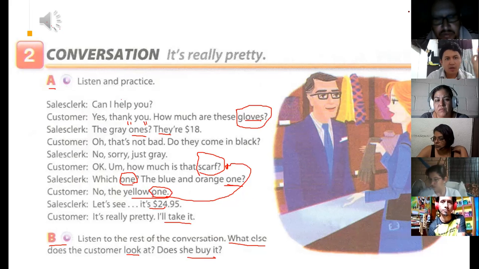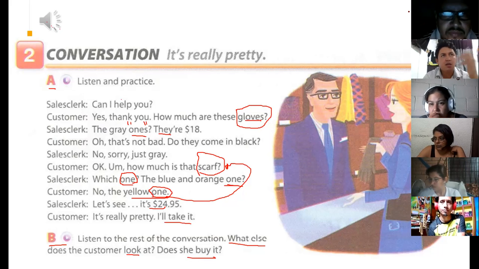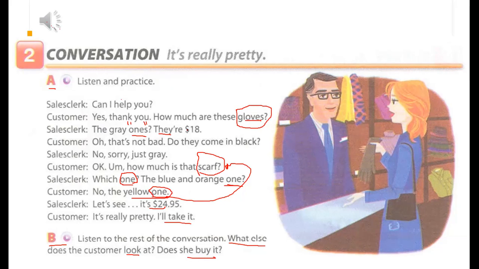Ahí le agregamos el red one. A red one, right? Okay. You can say a red. That's okay. But to be correct, grammatically speaking, you have to say the red one, the blue one, the black one, right? And does she buy it?